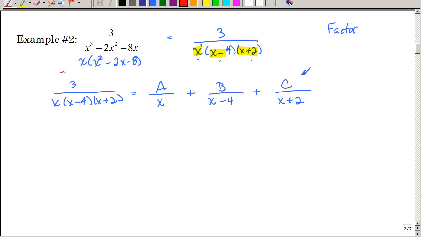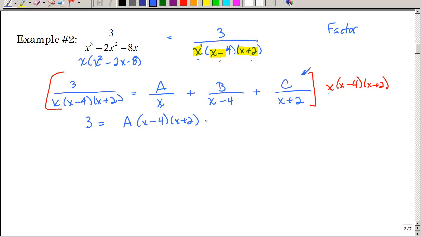The next thing we need to do is get rid of the fractions by multiplying by that original denominator. So that's going to leave us 3. The x's would cancel, and that would leave me x minus 4 times x plus 2. On the next one, the x minus 4's would cancel, and it would leave me this. And then here, the x plus 2's would cancel. There. Now I need to solve for my a, b, and c, using convenient values.